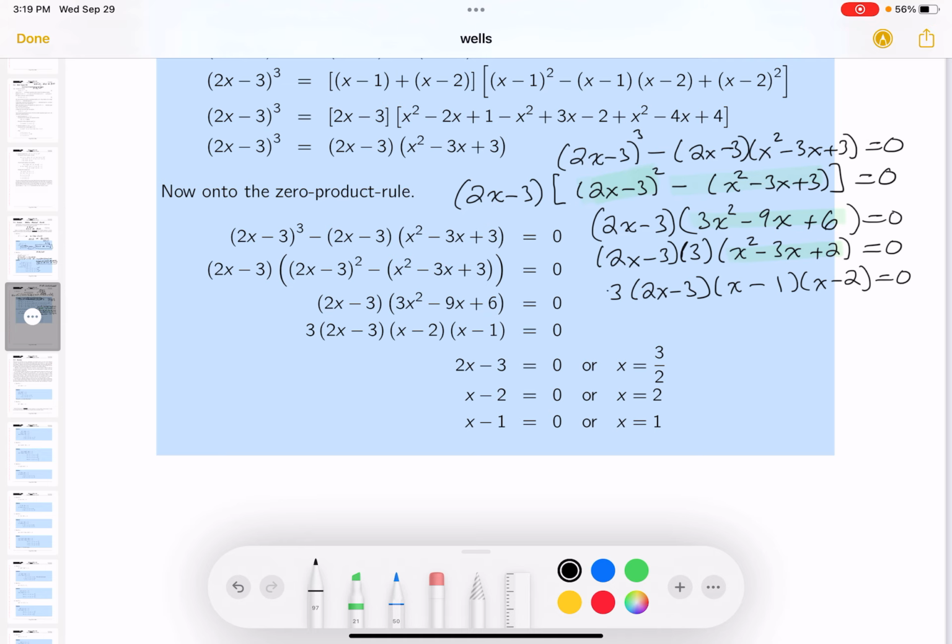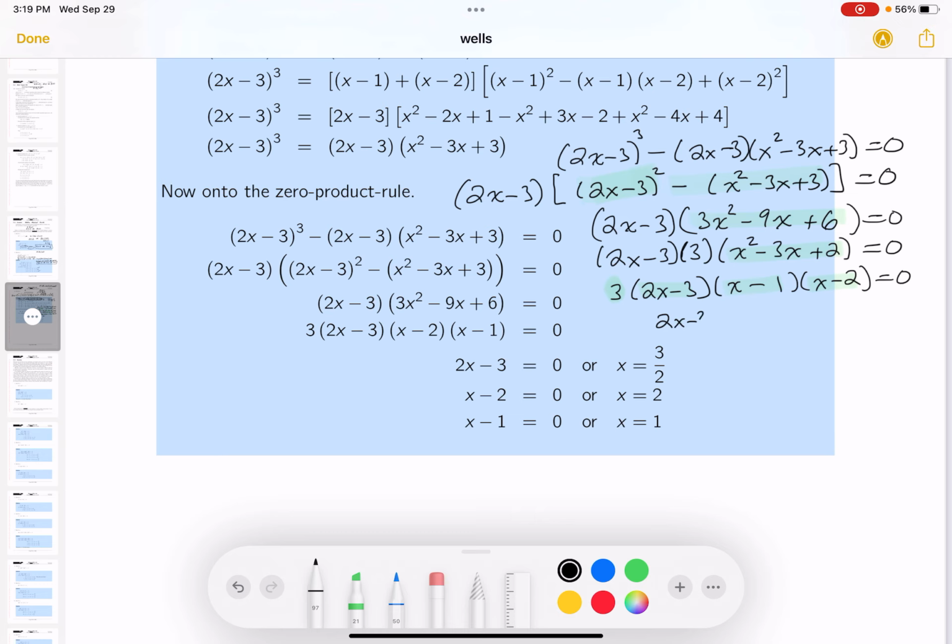I hope you don't ever believe that 3... Whoops, sorry about that. I hope you never believe 3 is 0. It's always 3. But this guy is going to be 0 somewhere. This guy will be 0 somewhere. And this guy will be 0 somewhere. Let me write those down for you.